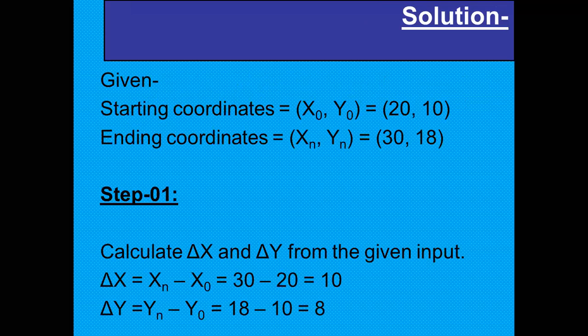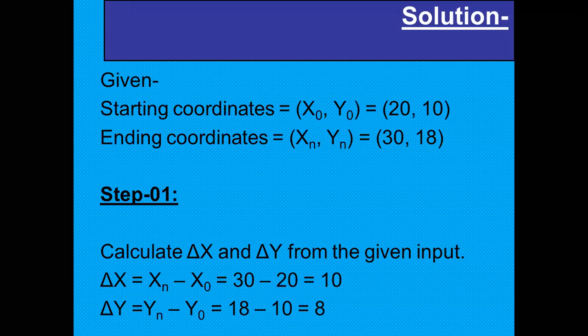So the starting coordinates we can indicate as x0 comma y0, that is the initial coordinates, 20 comma 10, and the ending coordinates, that is the final coordinates, xn comma yn, 30 comma 18. Now we will start our journey from 20 comma 10, that is from the initial coordinates, and we will reach up to xn comma yn, the final points given in the problem, 30 comma 18.